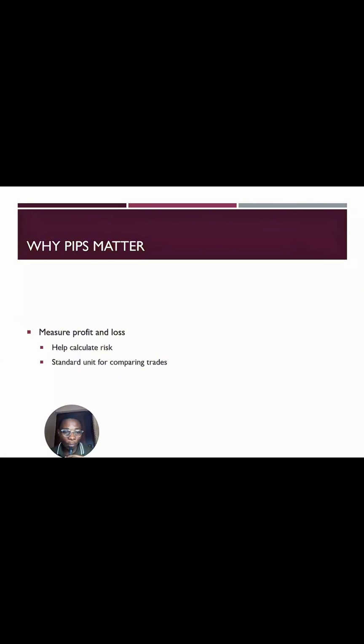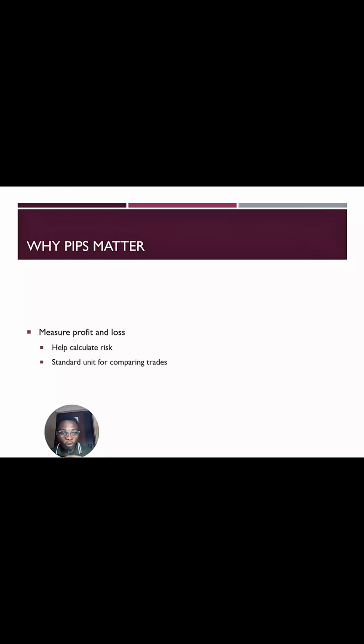When you want to measure your profit or your loss, you have to know the pips you are using. You hear traders saying, I'm in profit 10 pips, 50 pips in profit, 100 pips in profit, or we hit SL, we hit 20 pips SL. So we use pips to measure profit and loss. It also helps us to calculate risk. If I want to calculate the risk on a specific trade, I should know the pips.